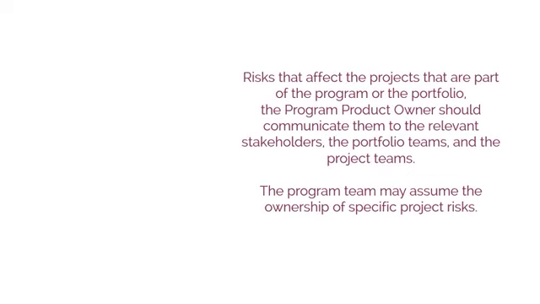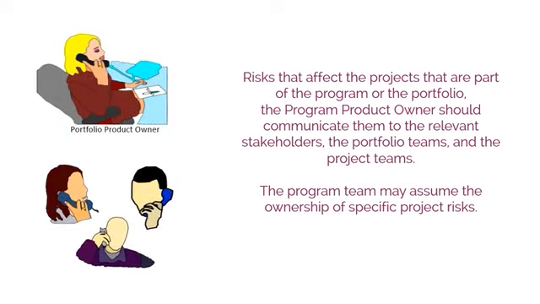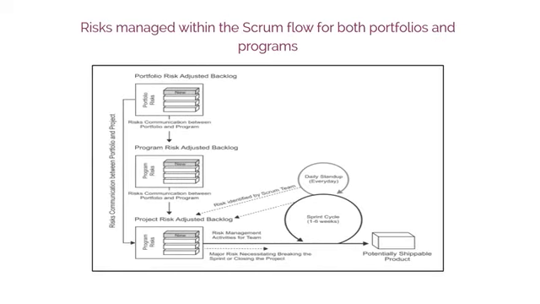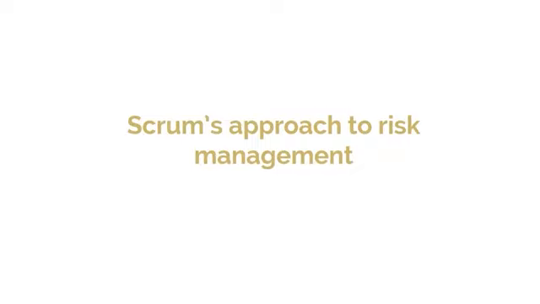2. Whenever there are risks that affect the projects that are part of the program or the portfolio which the program is part of, the program product owner should communicate them to the relevant stakeholders, the portfolio teams, and the project teams. In some cases, the program team may have to assume the ownership of specific project risks. Figure 7.6 demonstrates how risks can be managed within the Scrum flow for both portfolios and programs. We have until now discussed Scrum's approach to risk management in detail.